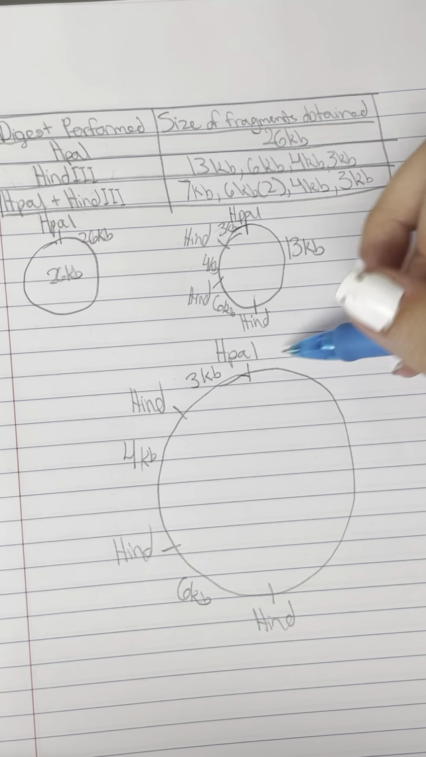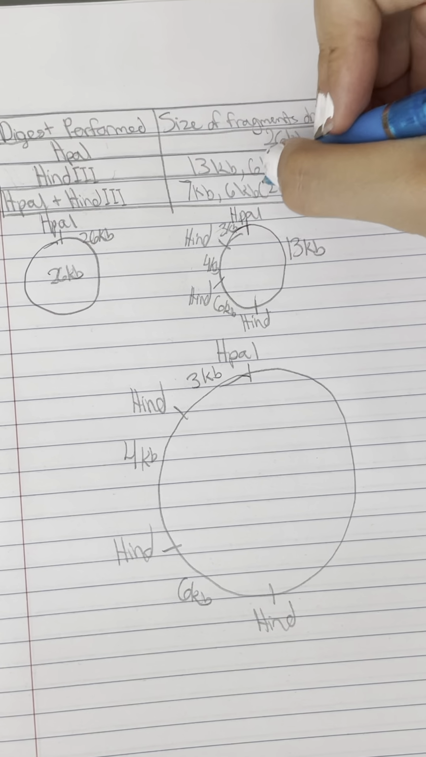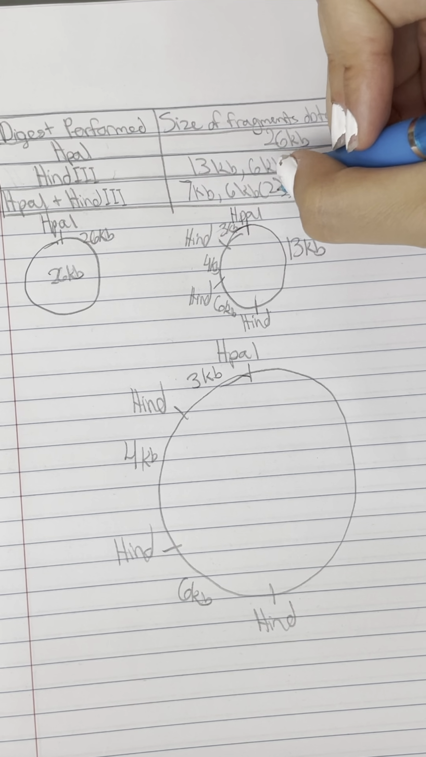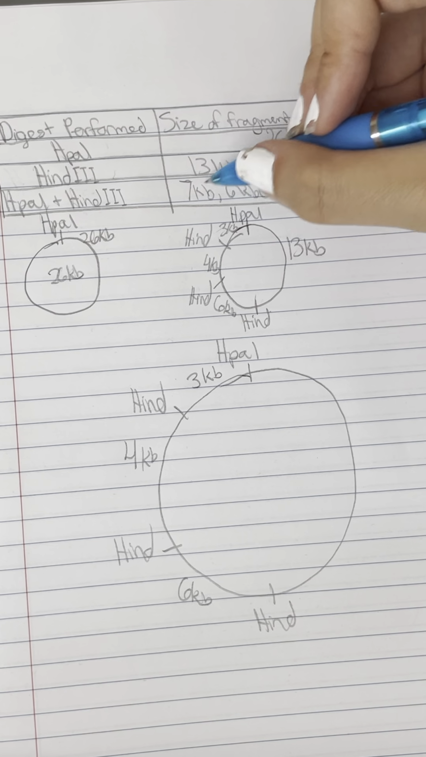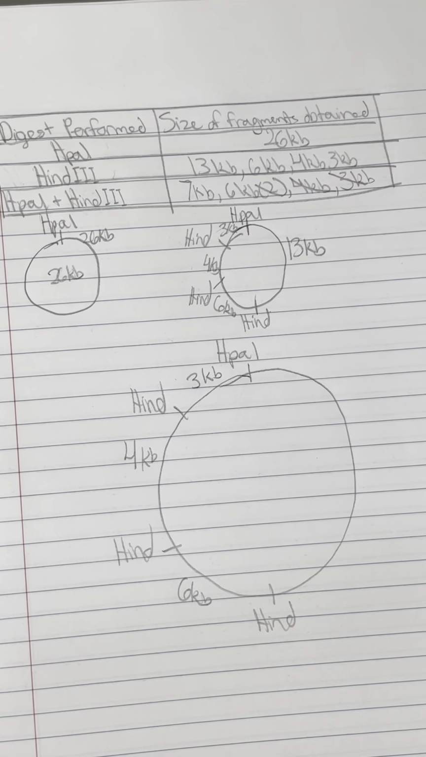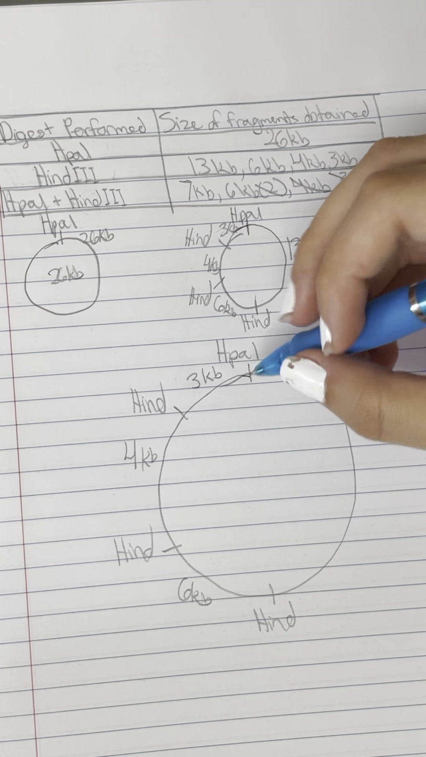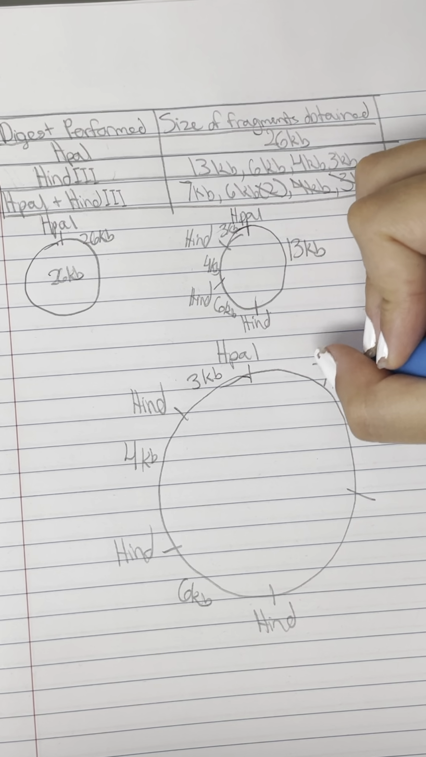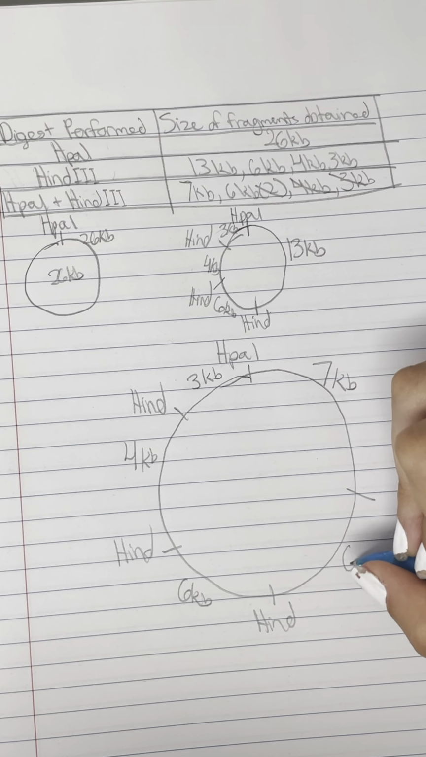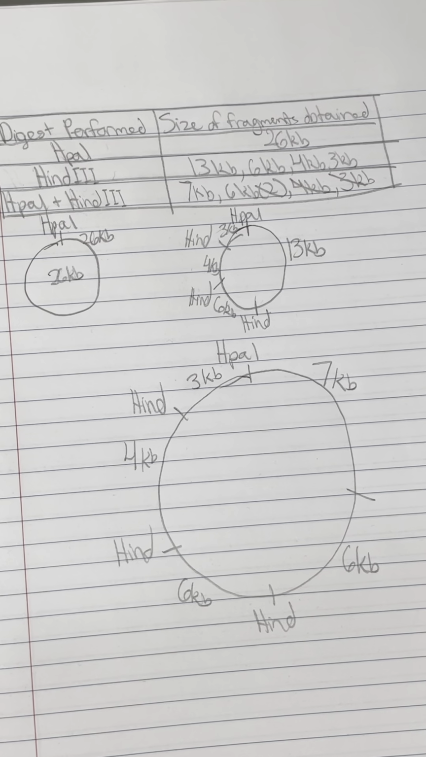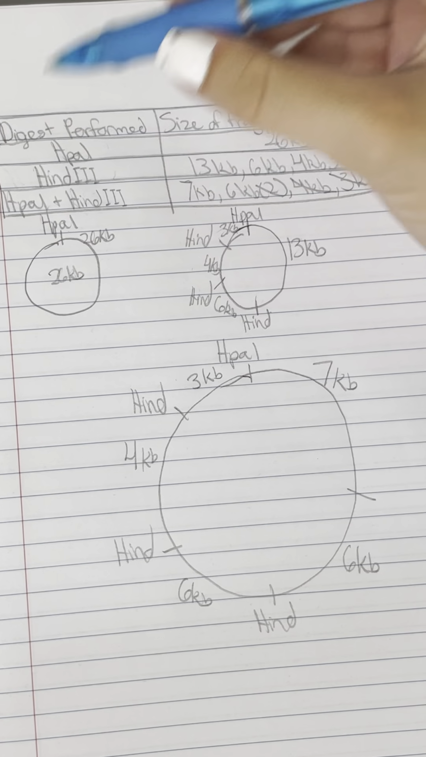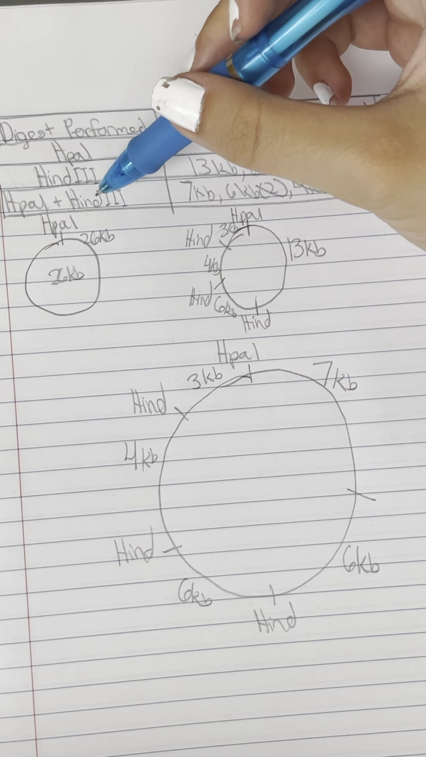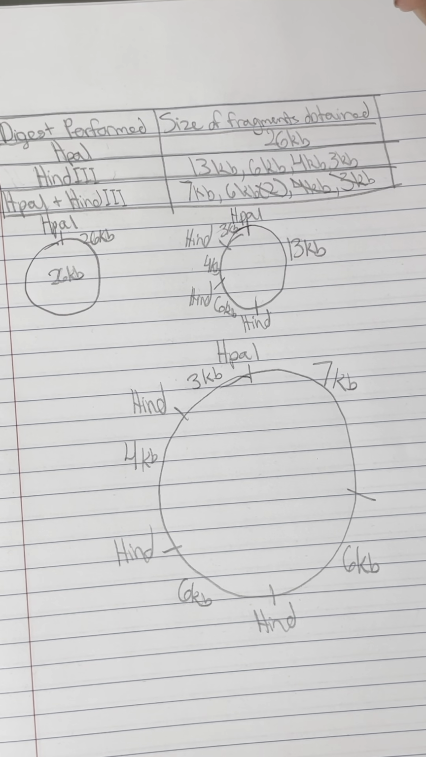And so now I have 13, and I have the 7 and the 6 left over. I've done the 3, I've done the 4, and I've done one of the 6s. So I have the 7 and the 6 left over, and the 13. So 7 plus 6 equals 13. So I'm going to make one fragment a bit visibly bigger than the other, which would be the 7 kb and the 6 kb. But now, how do I know what to label this one since it's both? I'm not going to label it HPAL and HindIII. So how do I know what to label it?